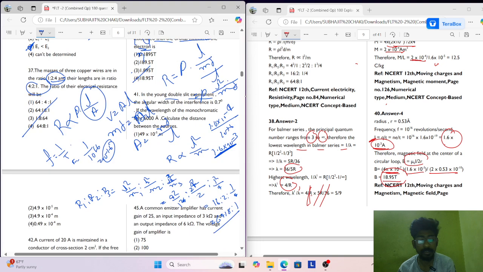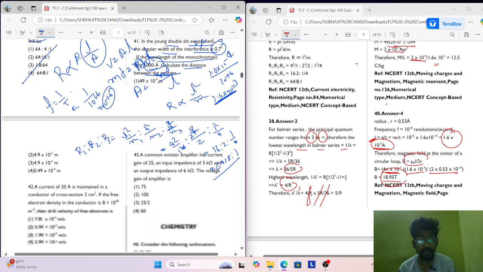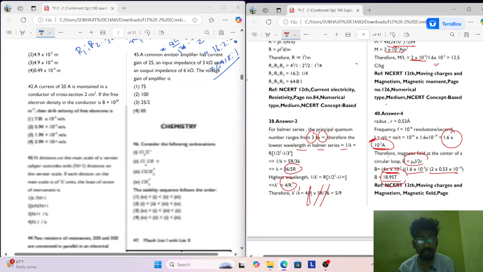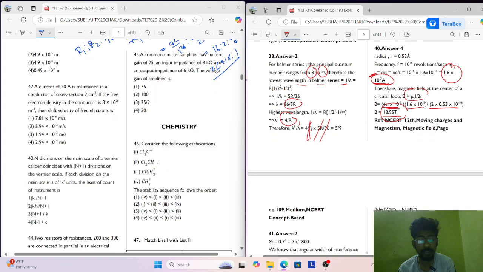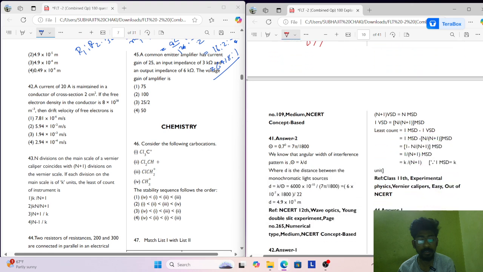In the Young double slit experiment, the angular width of the interference is 0.7 degree. If the wavelength of the monochromatic light is 6000 angstrom, calculate the distance between the sources. Theta equals 0.7 degree, which means 7 pi by 1800. The angular width is given by the formula lambda by d, where d is the distance between the monochromatic light sources.